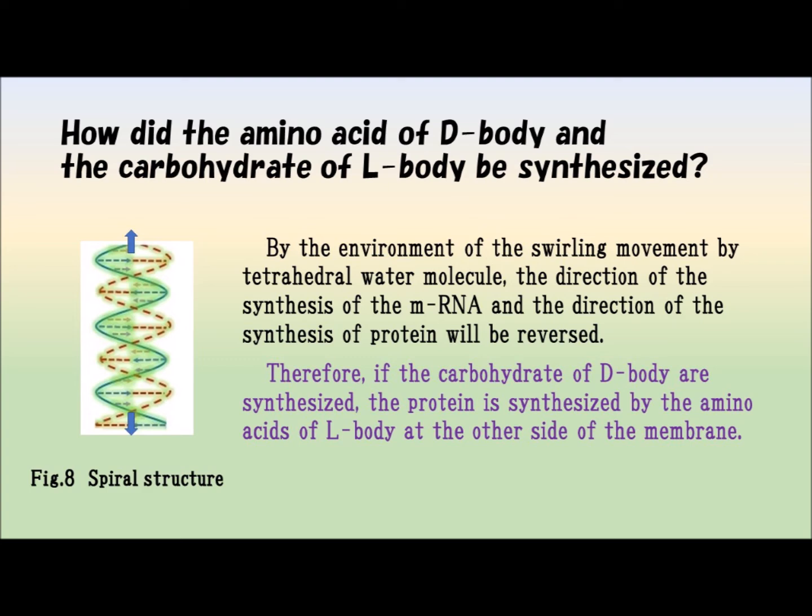How did the amino acid of D body and the carbohydrate of L body get synthesized? By the environment of the swirling movement by tetrahedral water molecules, the direction of the synthesis of the m-RNA and the direction of the synthesis of protein will be reversed. Therefore, if the carbohydrate of D body is synthesized, the protein is synthesized by the amino acids of L body at the other side of the membrane.